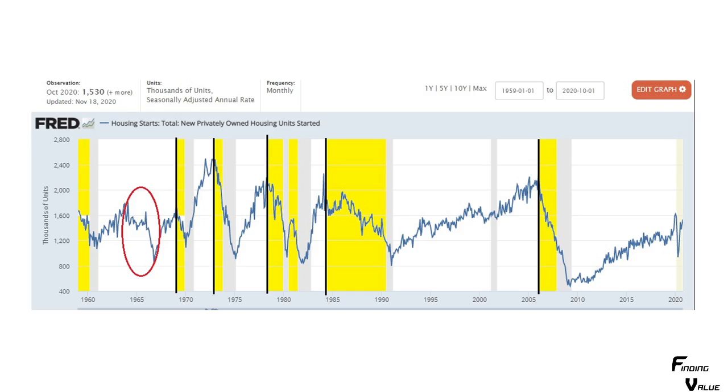Housing starts is new privately owned housing starts. It's new homes being built in America. That is what it is. 1.5 million is roughly the demand on a yearly basis. And what I did here is I put in lines to indicate that the yellow is where the housing starts was declining, in all of the yellows except for this circle here.